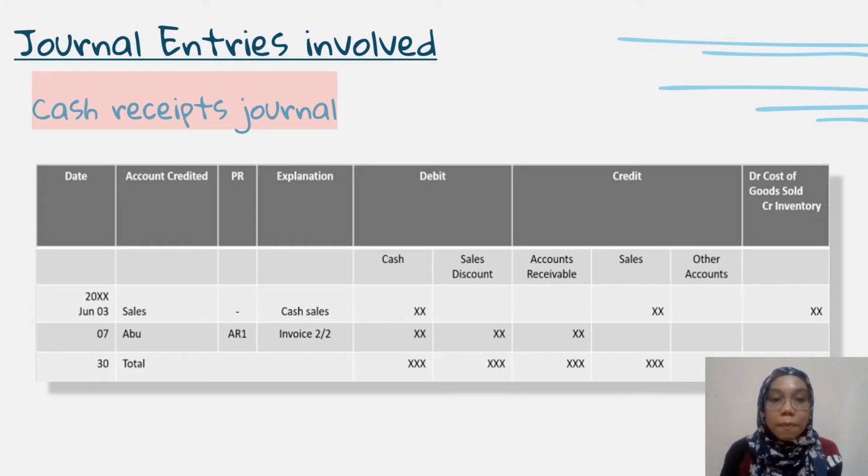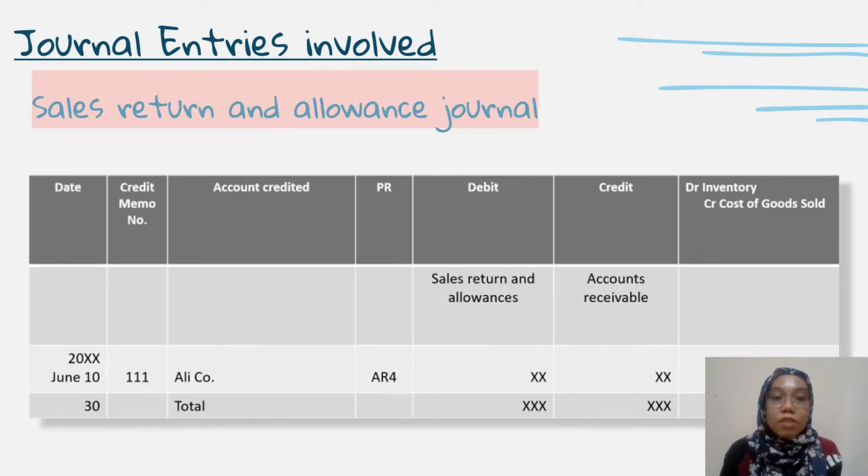receipt journal. And lastly, the journal entry involved in the cycle is sales return and allowance journal. On the 10th June, the account credited is also Ali Company, so we need to debit sales return and allowances, credit accounts receivable, and also debit inventory, credit cost of goods sold.